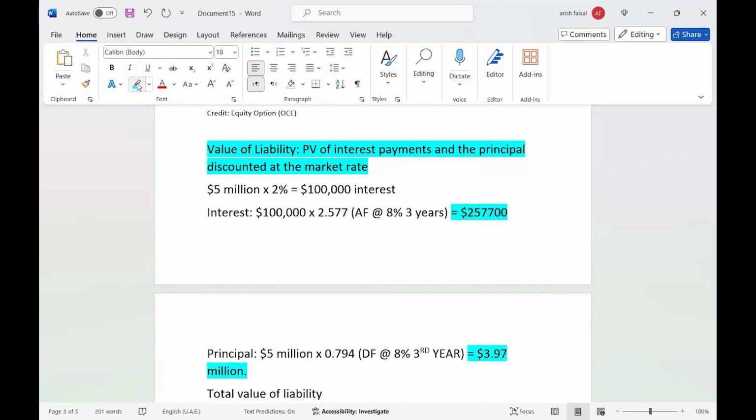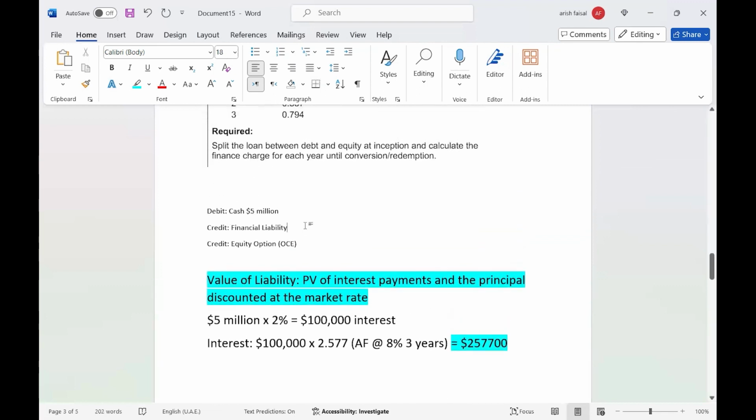So this will give me a total of 4.2 million approximately. So I'm writing down the exact figure, 4,227,700. So that's the actual value of liability. So for this one here, the financial liability will be credited at 4,227,700. Okay. So once you have the asset value, if you subtract the liability value, you will get the equity option value, which is actually going to be the difference.